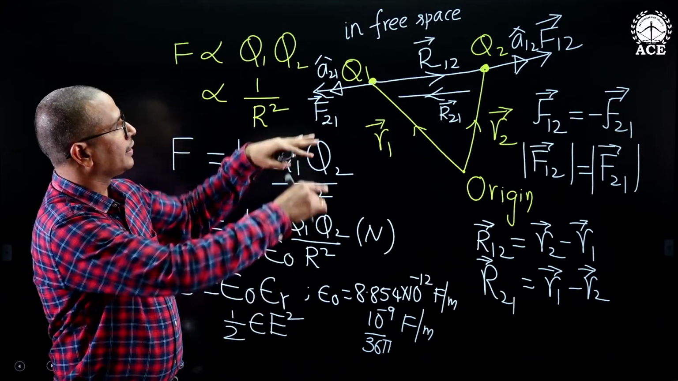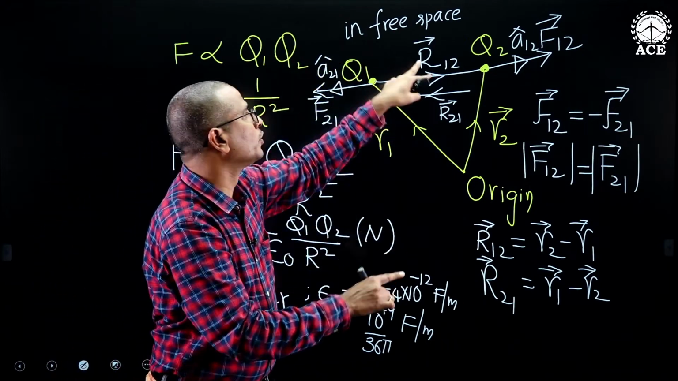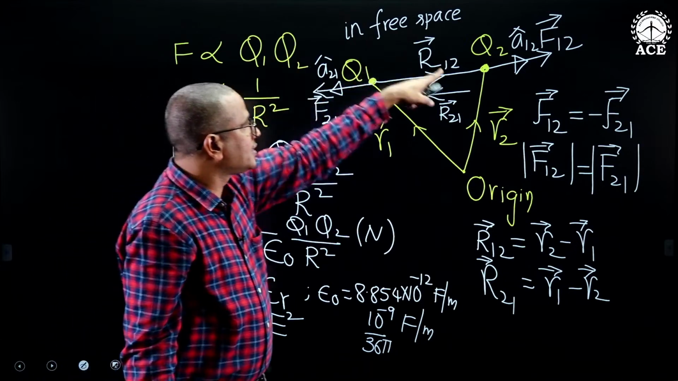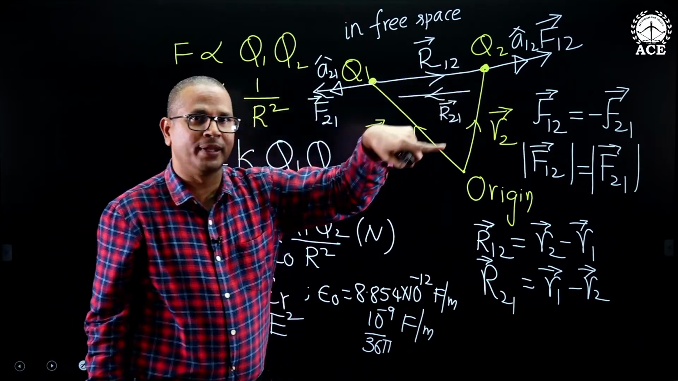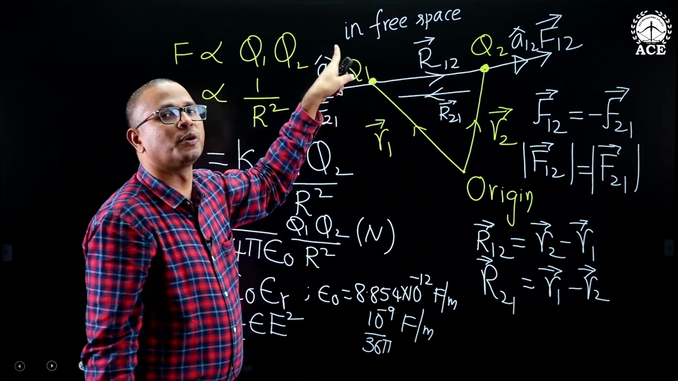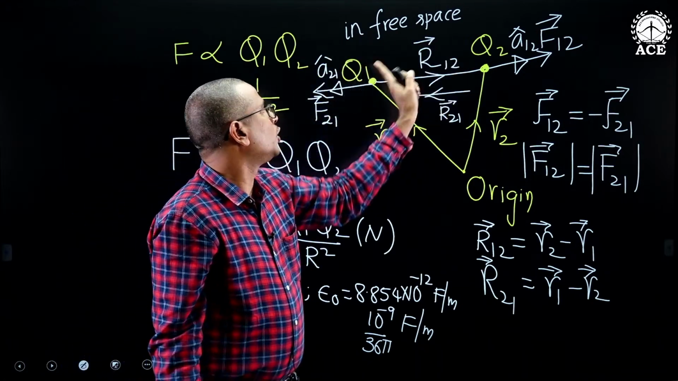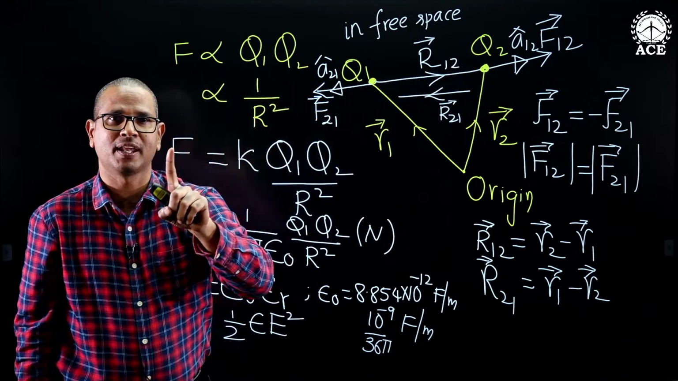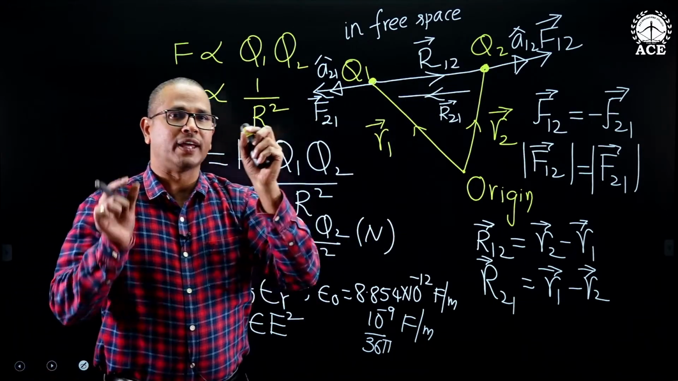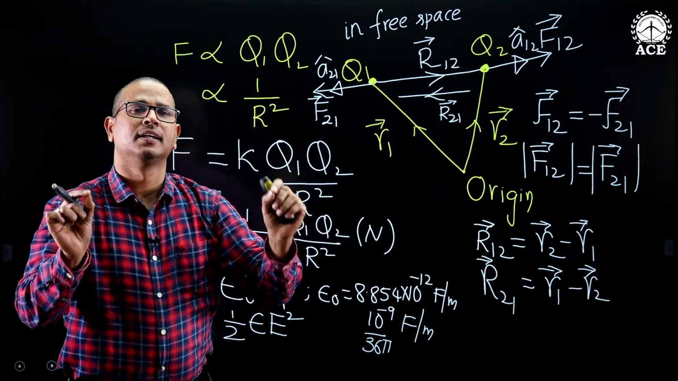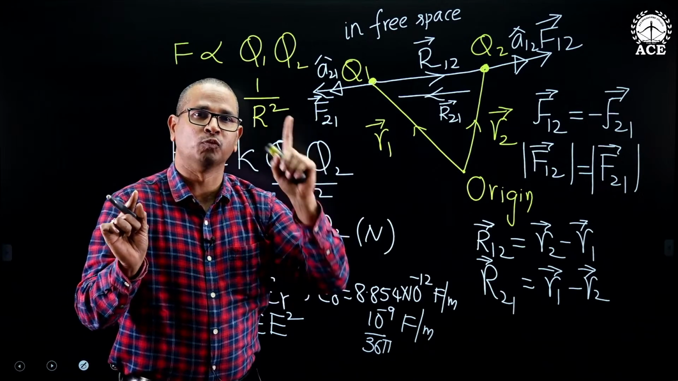Dear students, here in this figure, I have two objects. So each charge or each object is experiencing how many forces, dear students? Q2 is experiencing force due to Q1. Similarly, Q1 is experiencing force due to Q2. So each charge is experiencing one force. So when I consider a system of two objects, each charge is experiencing one force.